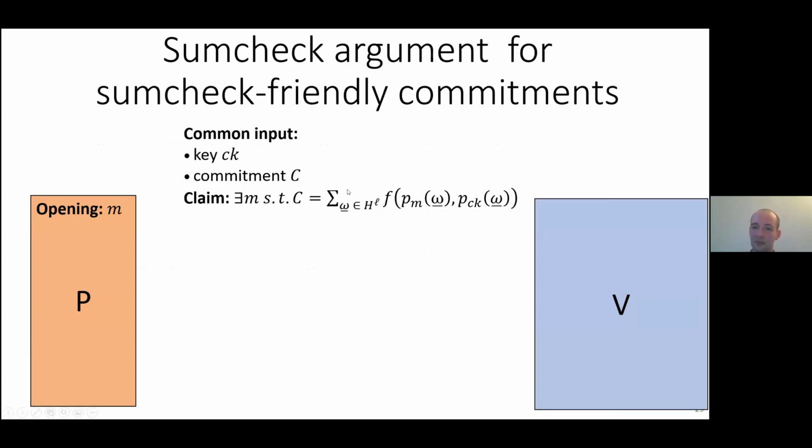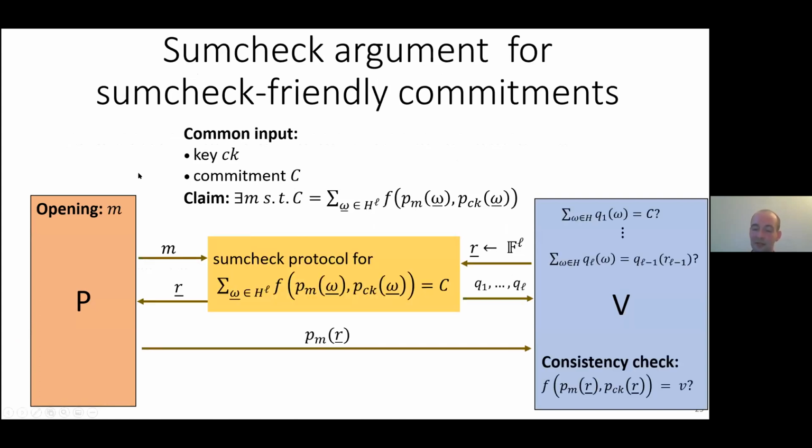Okay, so this time the common input is just going to be given, just like before, in terms of the commitment and the commitment key CK. And the claim this time is that the prover knows a message which satisfies this sumcheck-friendly sum of polynomial evaluations from the previous slide. So again, we just have a sumcheck protocol on the appropriate polynomial given by this equation. And just like in the Pedersen commitment and scalar product commitment cases, at the end of the protocol, the prover sends an evaluation of the message part of the polynomial to the verifier.